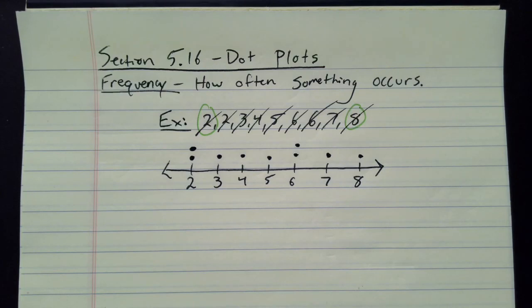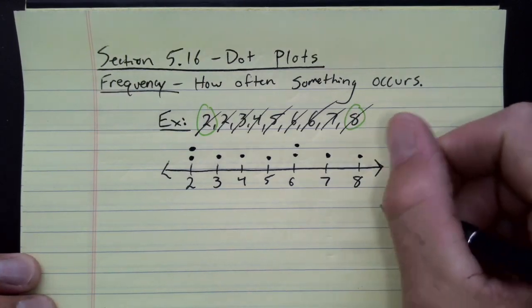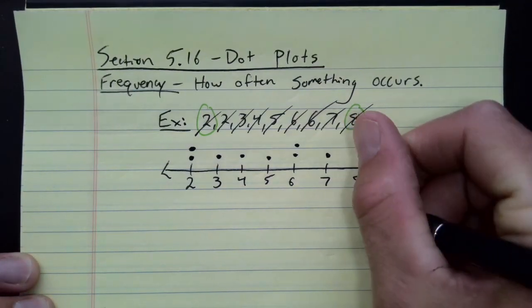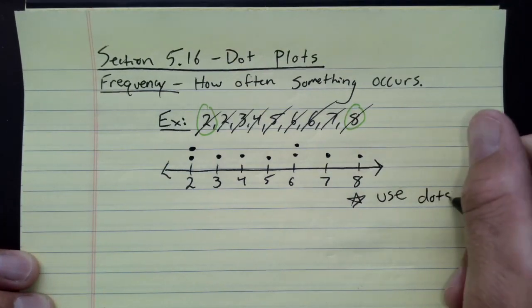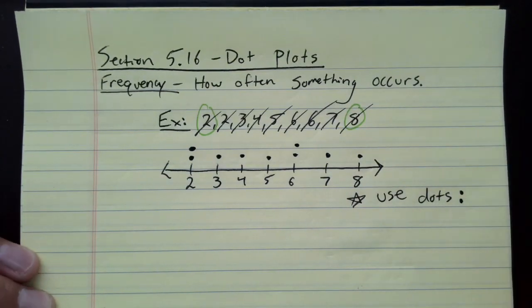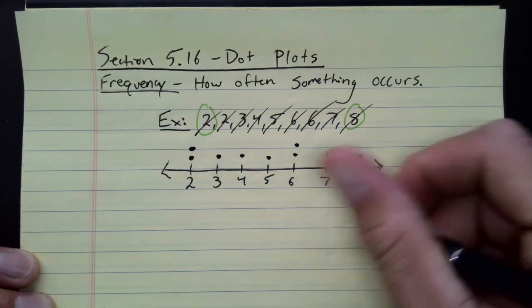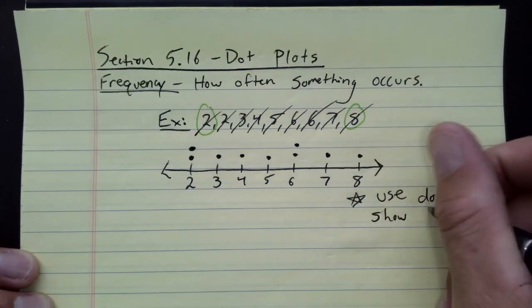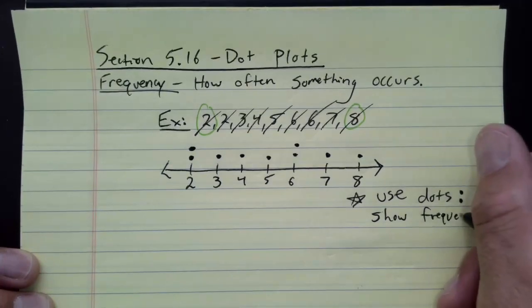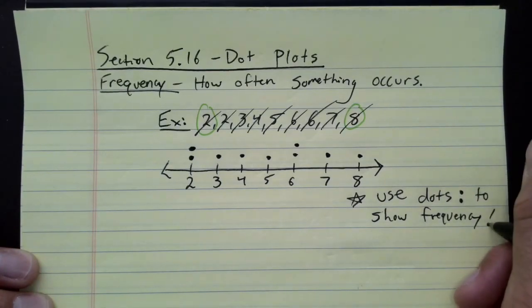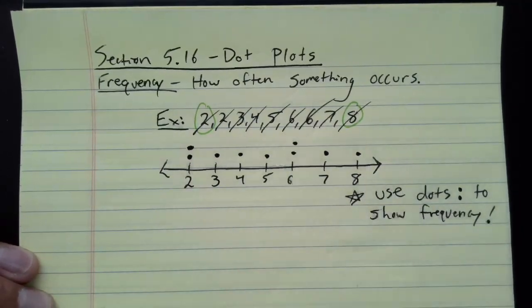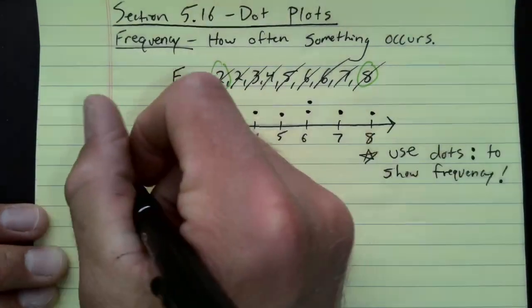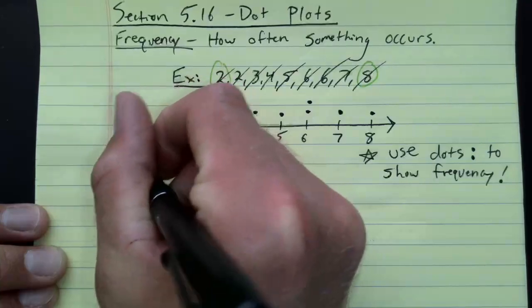That's it. There are a couple items that you need to know, so put a little star next to this. Use dots like these to show frequency. How many times does that number happen? How many times does that number occur in your data set? That's it.